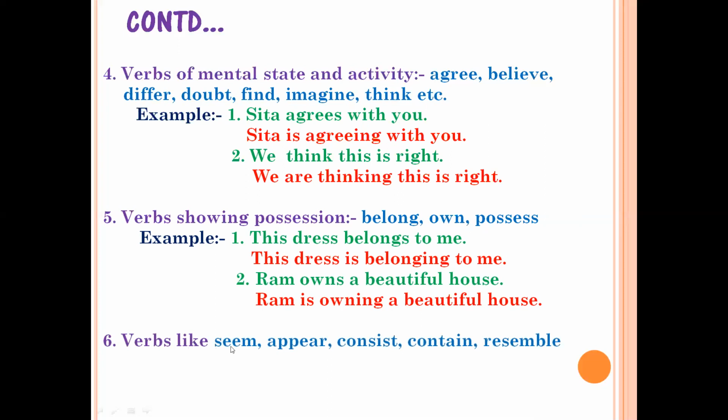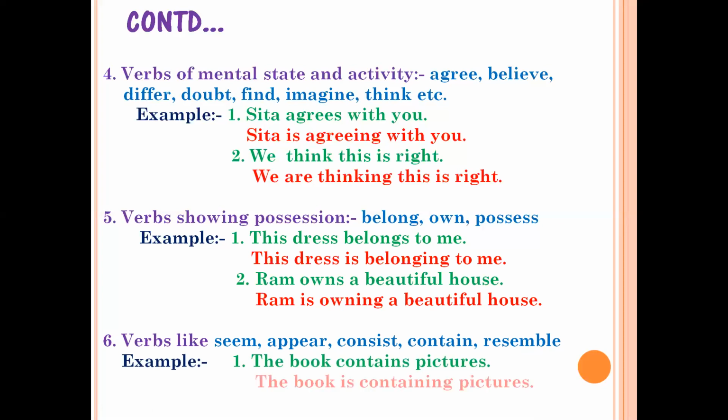Another category wherein we have verbs like seem, appear, consist, contain, and resemble. These verbs are also not used in their continuous form. The book contains pictures. Correct. The book is containing pictures. Incorrect. So you have to learn all these verbs. There is no other way out. You have to learn them so that you can use them properly in a sentence.